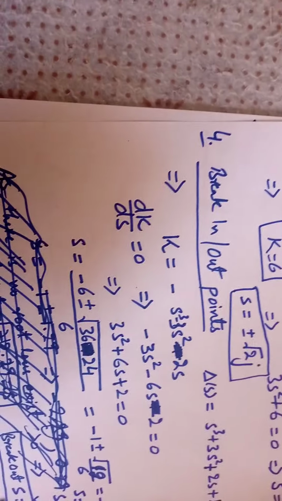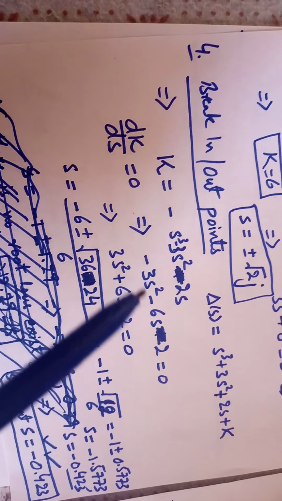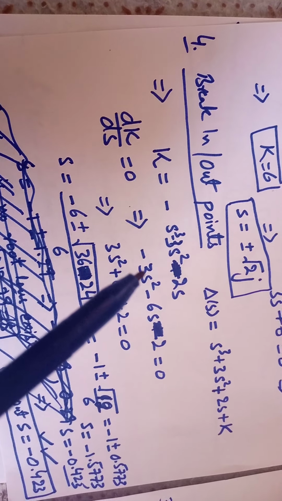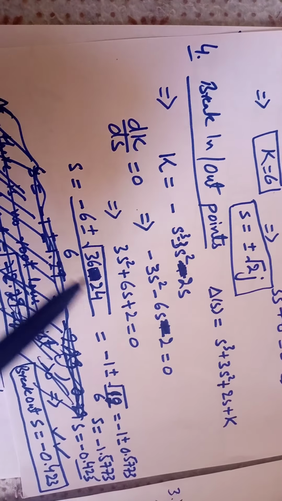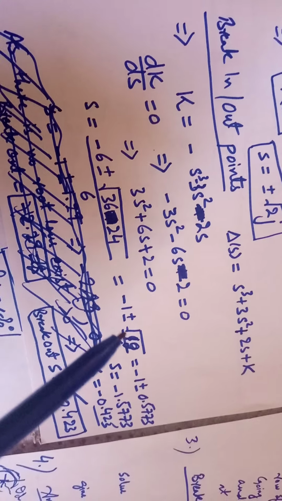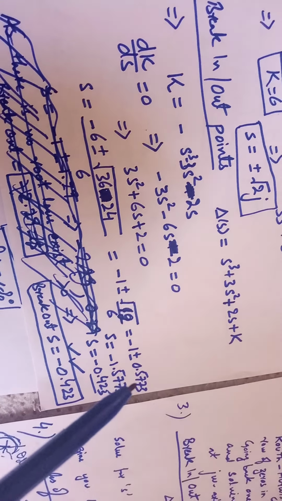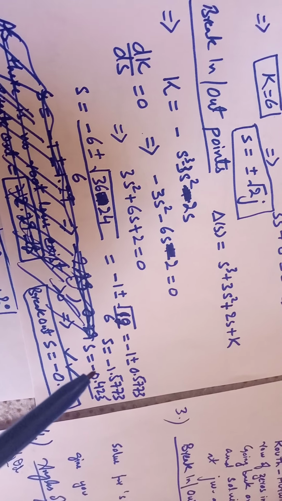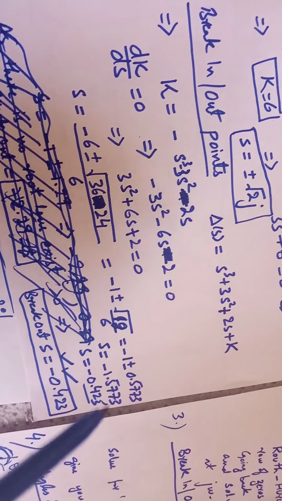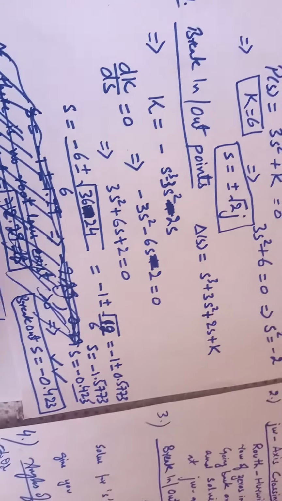Now here I do the same thing. I put this equal to 0. When I solve it, it becomes 3s square plus 6s plus 2 equal to 0. Now I calculate the roots of this equation. There are two roots. It becomes minus 1 plus minus 0.5773, so s equals minus 1.5773 and s equals minus 0.423. Now to choose which is acceptable, we have to move back to our original root locus.